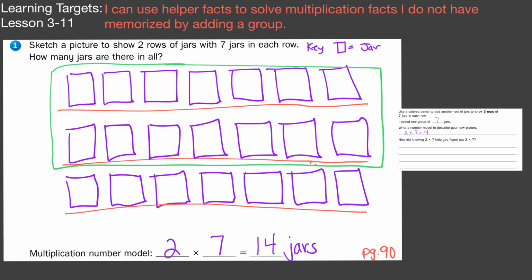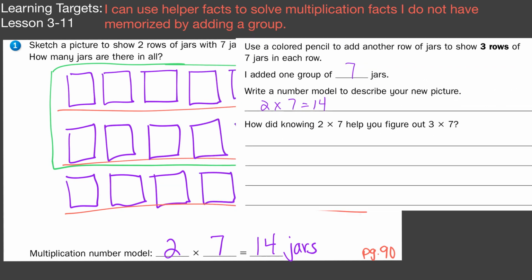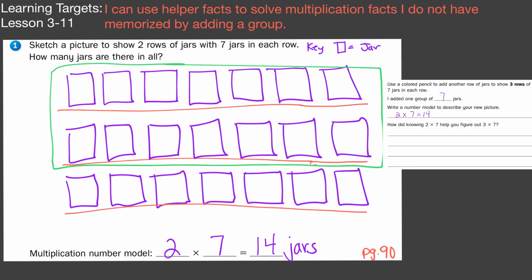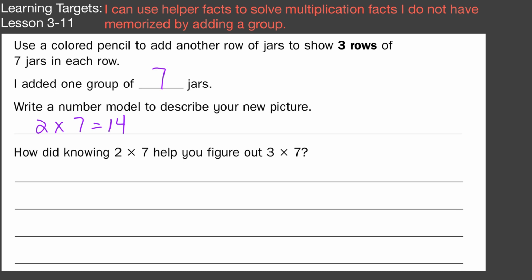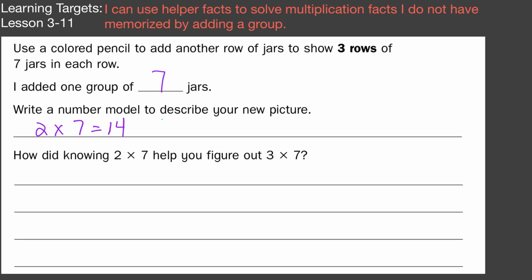and that equals 14. If we look to our next part, we then added 1 more group of 7. So this became an addition to our number model. So let's record our number model this way. We had 2 times 7 equals 14. And then we did 14 plus these 7 jars here equals 21.